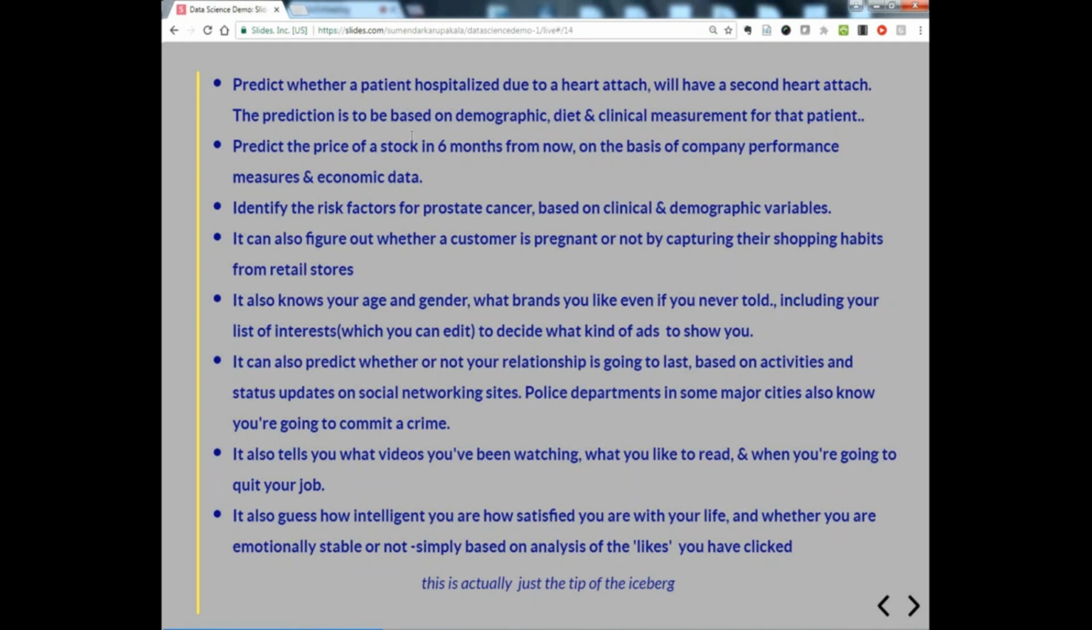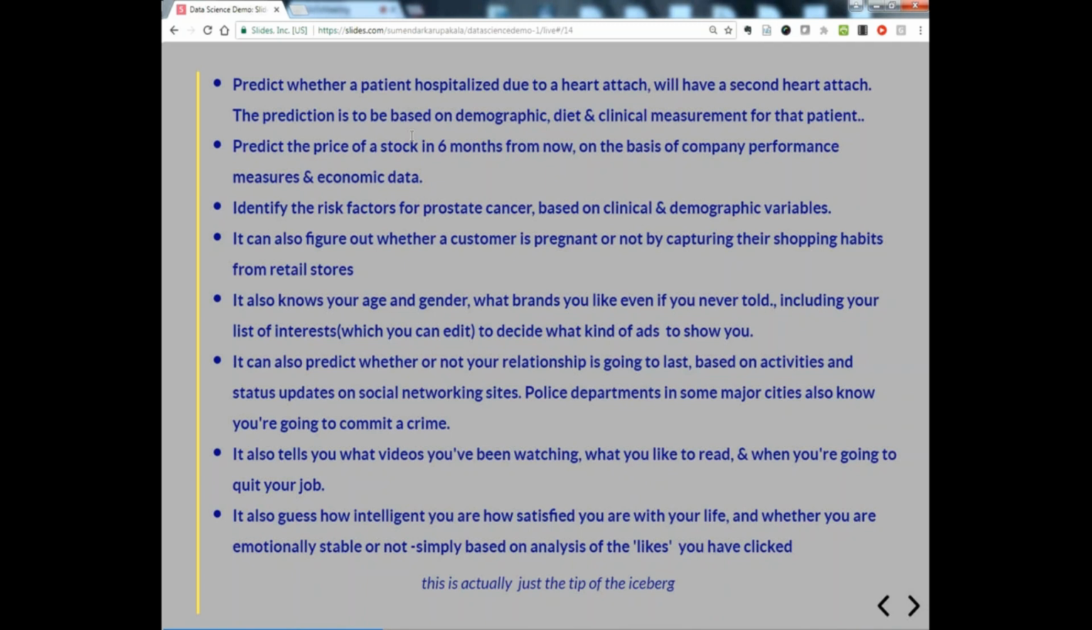This predictive analytics comes under data science, by taking the demographic data, the diet he is following, or the clinical measurements of the patient. Once we have all this information, we can definitely predict when he will have a second or third heart attack. This comes totally once we have the data.